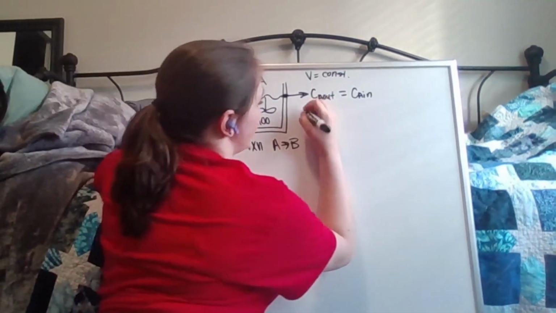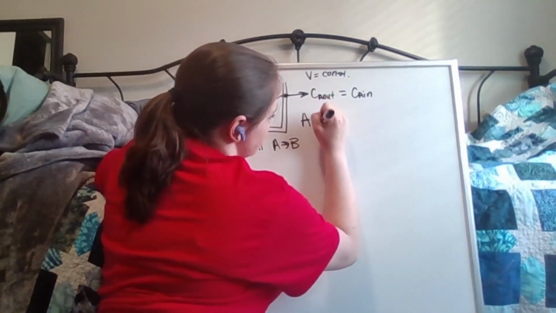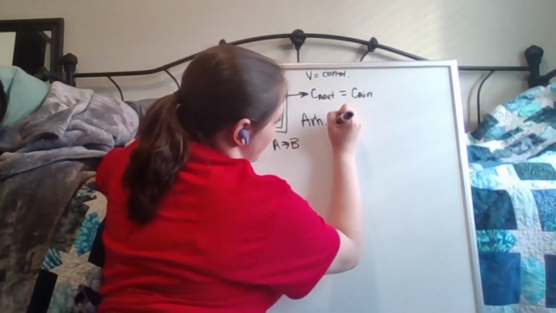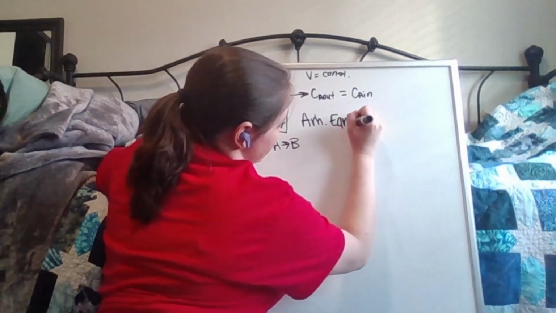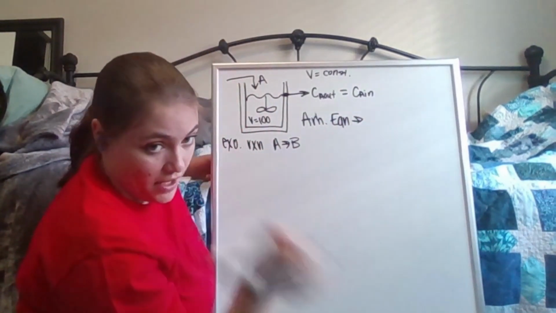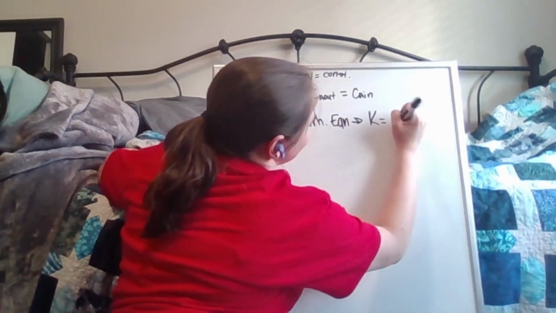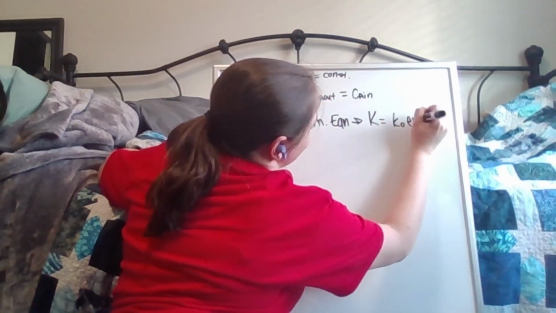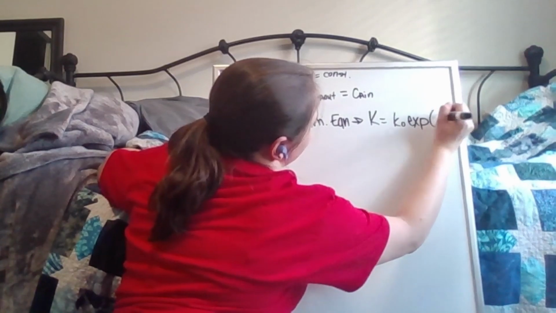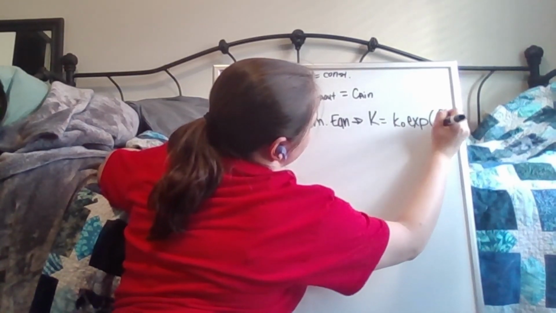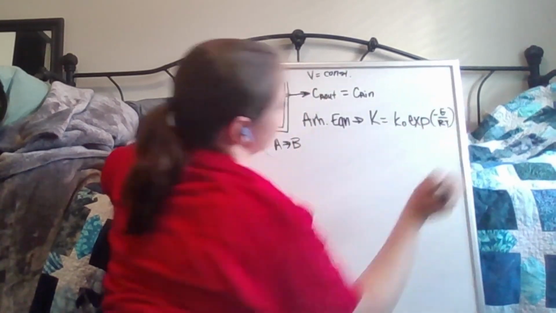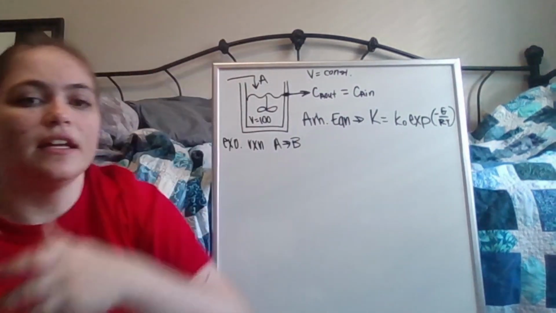So just to write it down, I'm just going to abbreviate it because honestly, I don't trust myself to spell it right. So we have our k is equal to k naught times e to the power of, and I believe it's negative. All right, so we have that in play.